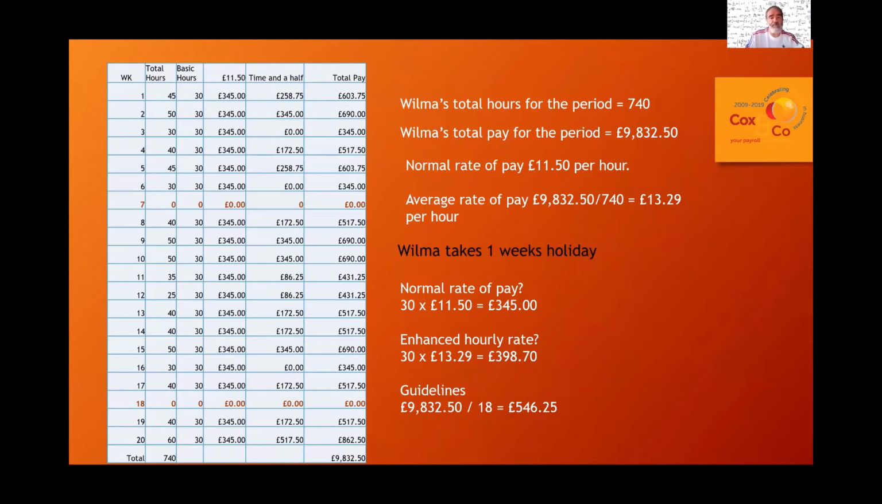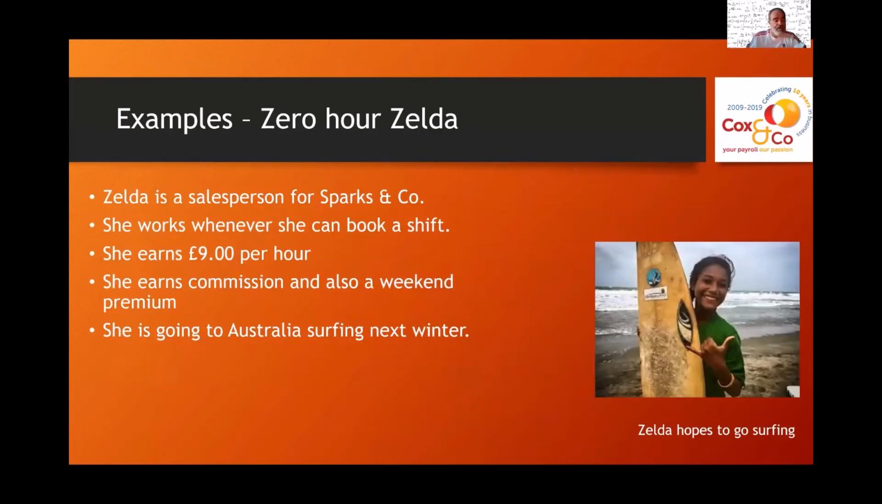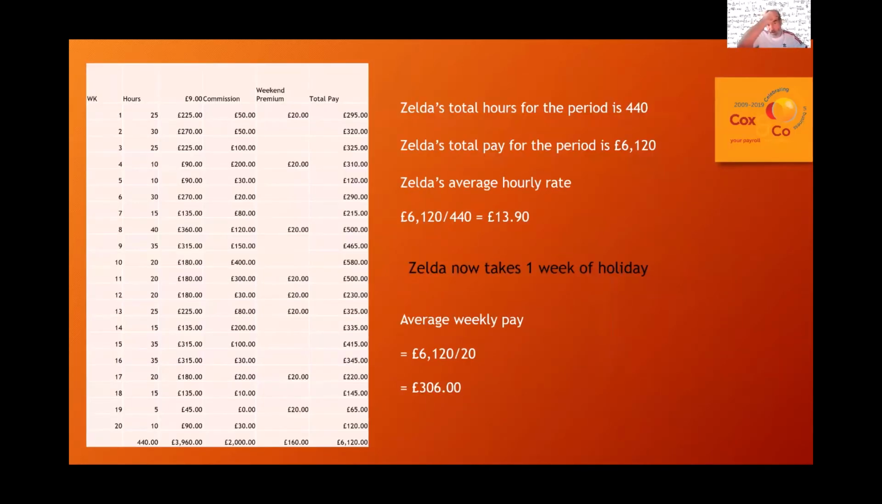I've done a few more examples along the same lines, really, just to show the differences. Clearly, if she'd worked week 7 and week 18, then it would come out different. So we've done that for 0 hours Zelda. Zelda's a salesperson, so I think she's a 0 hours contract type person, isn't she? She's got no fixed hours. She works when she works, and she doesn't work when she doesn't. She gets some commission and weekend premium though, so it's not just a straightforward £9 an hour. But we've worked through the calculations for 0 hour Zelda.